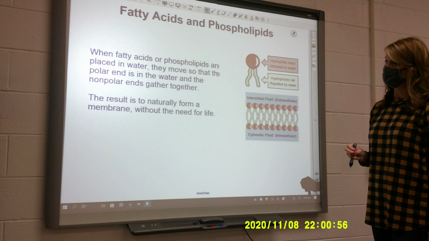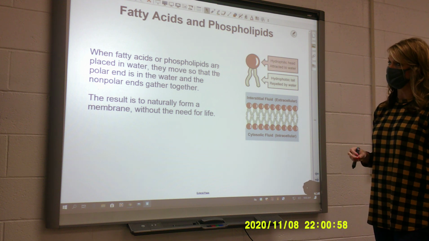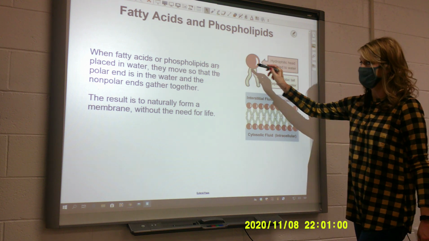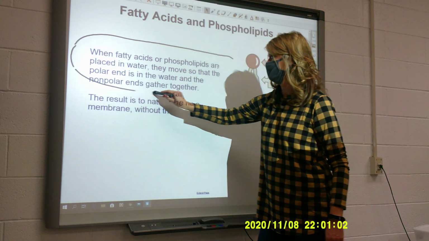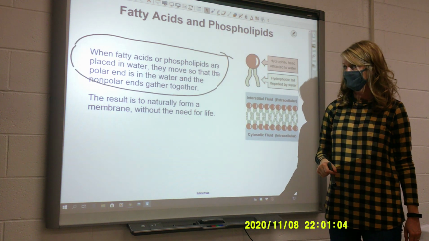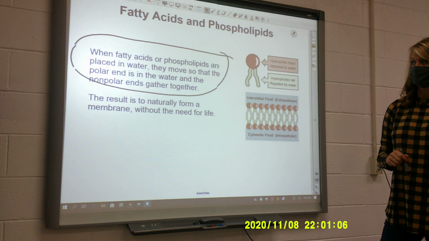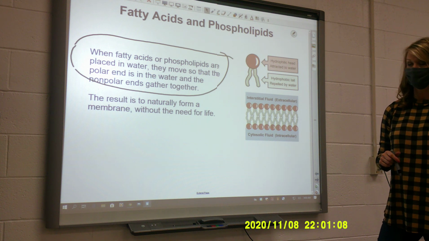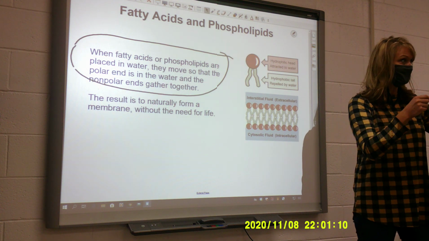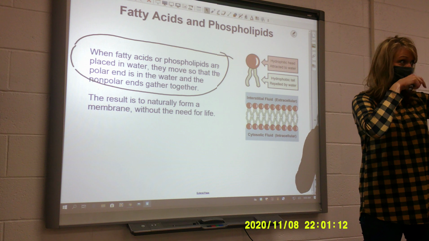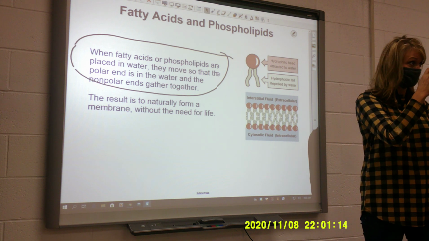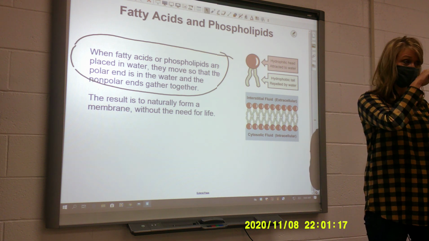When fatty acids or phospholipids are placed in water, they move so that the polar ends are in the water and the nonpolar ends gather together. The result is to naturally form a membrane without the need for life. So it kind of looks like a bubble, those little oil bubbles inside the water. As you try to mix it up, you have a bunch of little bubbles, and as it settles out, you just have a few bubbles.